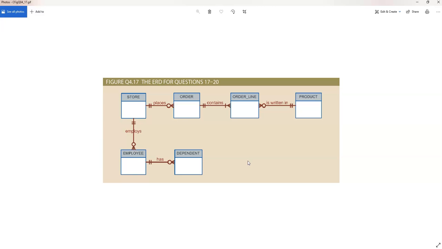Each one of these little sentences I make is a business rule. An employee has 0 or more dependents. A dependent is dependent on exactly one employee. An order contains at least one, maybe more order lines, and a product is written into 0 or more order lines. So again, that's the business rule.